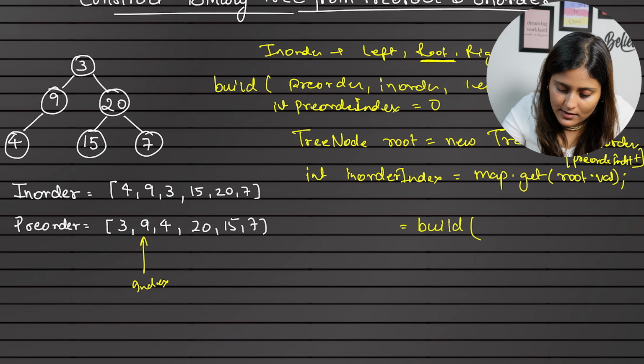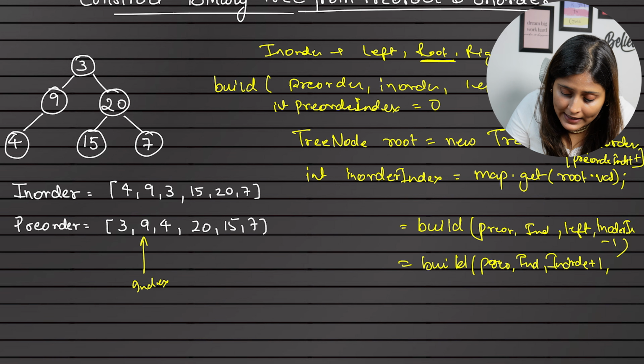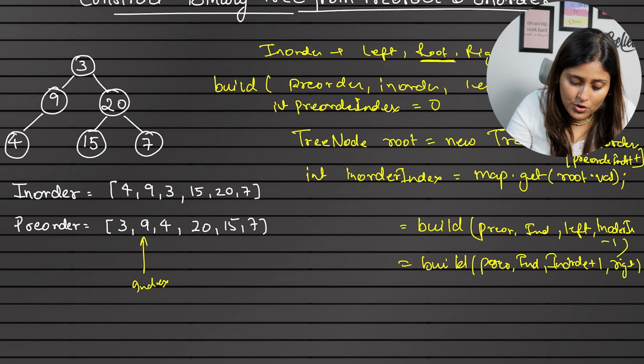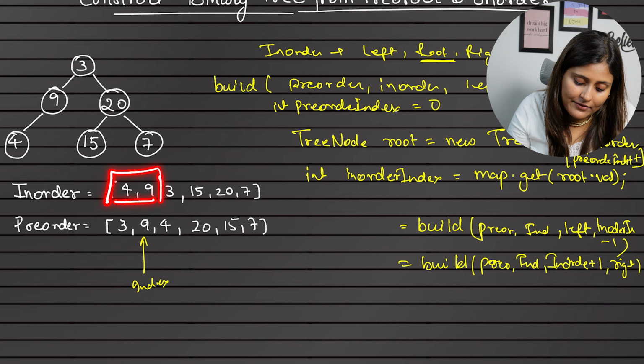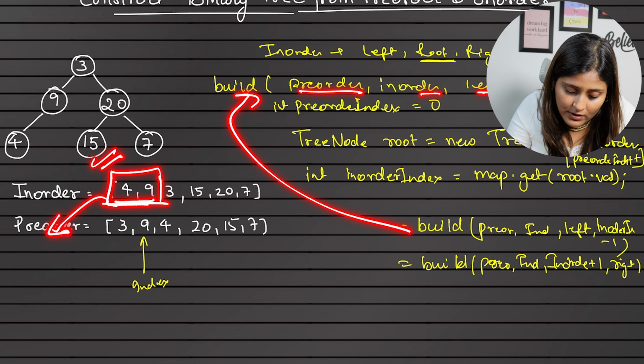Okay, so we'll write the same pre-order, in-order. I'm assuming you'll write here, and then left will be the same for the left side, and for right we have to say inOrderIndex minus 1. Okay, and similarly we have to go for the right side also: pre-order, in-order, left will be inOrderIndex plus 1 and right will be as it is. So we have sent this much for the left side. Now what will happen, this will go here, pre-order, in-order, and left will be this and right will be this.